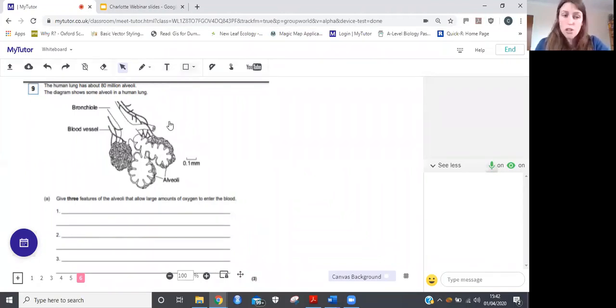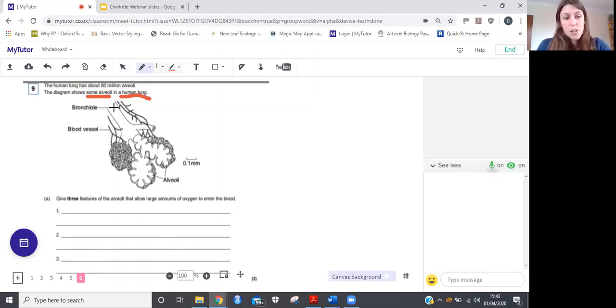So the first thing to do when you look at a question, before you even read the question itself, is to make sure that you read the describing text, have a look at the diagrams and underline anything that might be important. So we take a pen and red colour. So we can see here that we already know from the description that we have lots of alveoli in our lungs, and that this diagram shows some alveoli, and we know that it's a human lung. So we don't need to worry about the fish at the moment, we can just concentrate on the human lung.